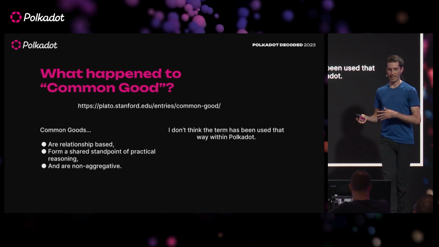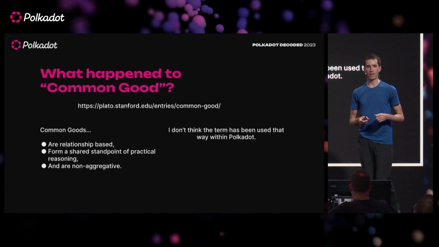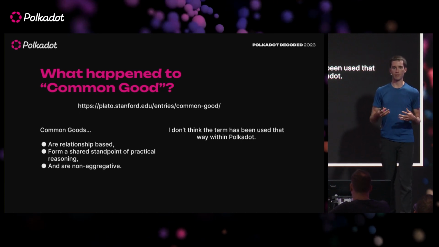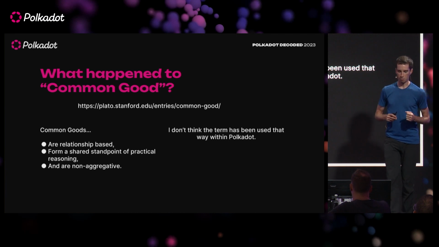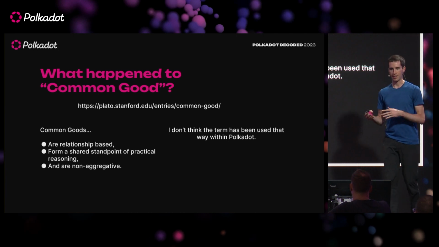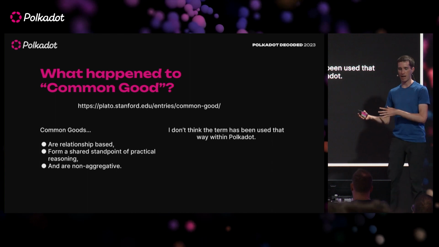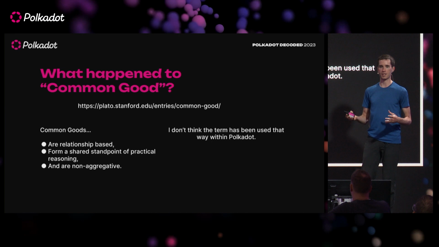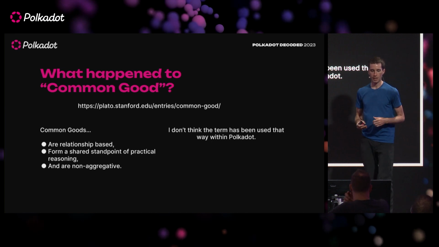I don't think it has really been used that way so much within Polkadot. I see a lot of proposals that say, well, we're building this thing and it's generally useful, so it's a common good. I think it could be true, but the thing that makes it a common good is actually that it passes a referendum, that people accept it, that we want to fund this, that we think this is infrastructure that people should use.